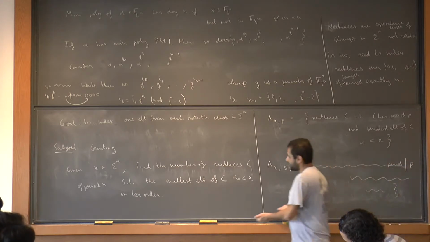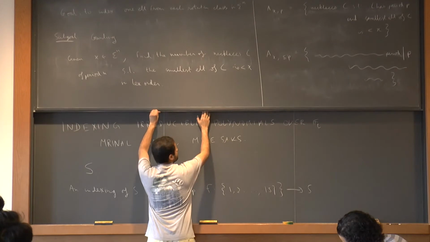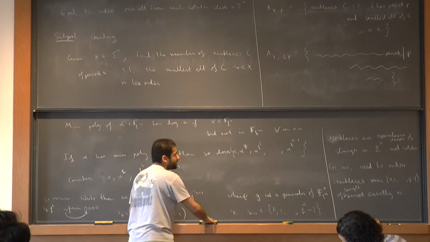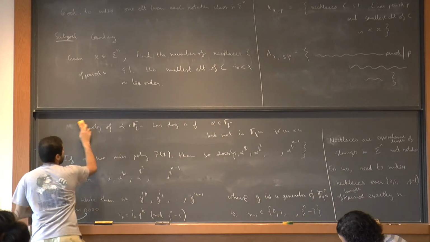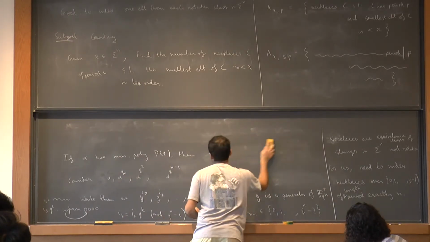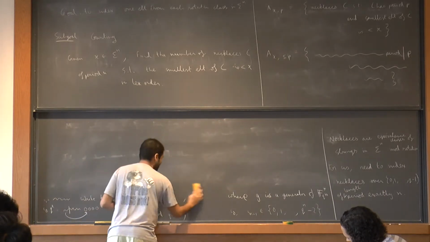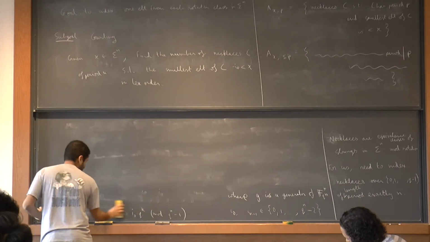So what we want is something like A_{x,p}. But it's easier to count things like A_{x, at most p}.